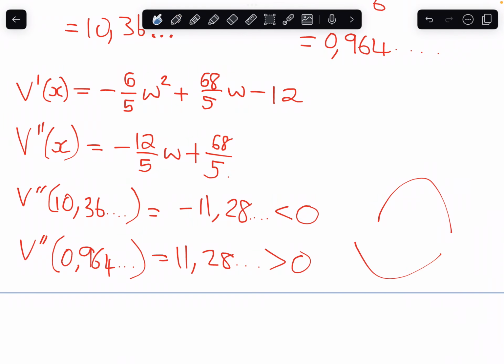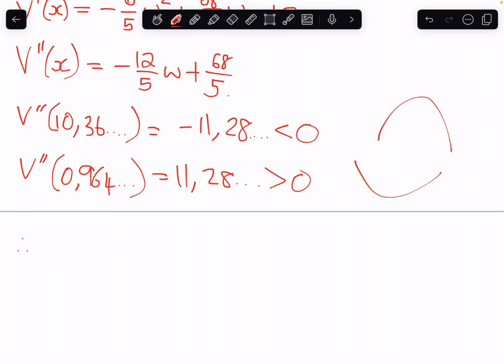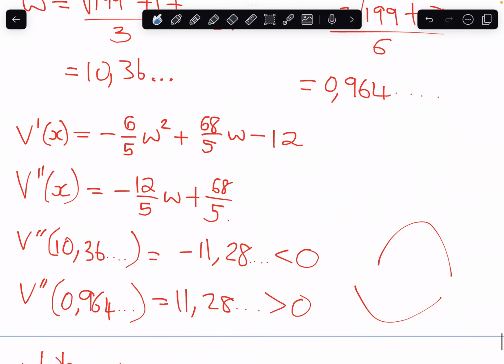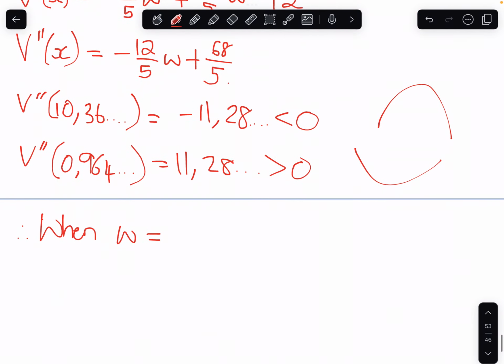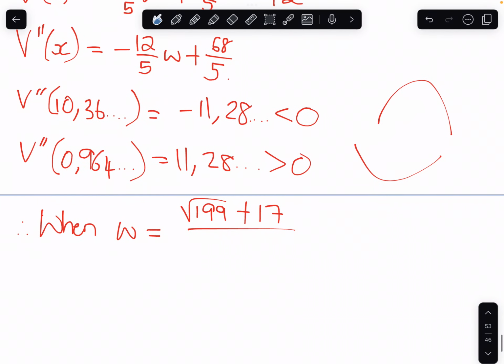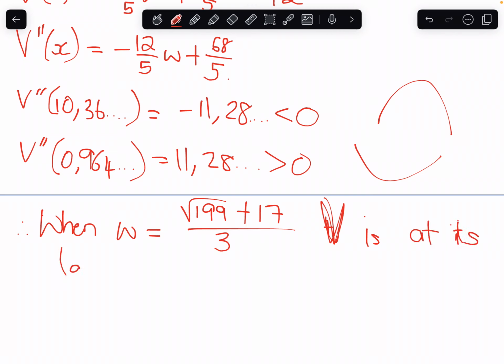Okay, so this tells us that when W is equal to, what was that number? Let's just write it out in surd form. Root 199 plus 17 over 3. Okay. V is at its largest. Okay, so let's go back to what the question asked us for, the final result.